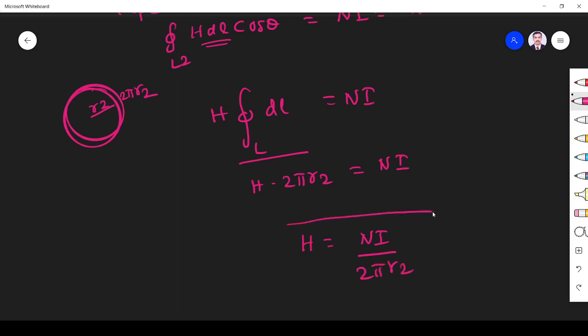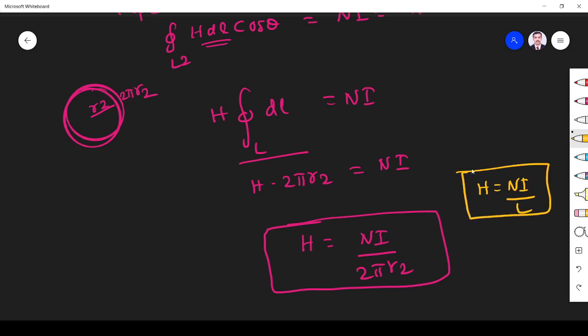As we expected, we got the same answer, right? So this is very important. Whereas in a solenoid, H is equal to NI by L. Fine, you understand why we are going for the toroid also, right? I hope you understand the concept clearly. If you have any doubt, please ask me in the comment section. I will clarify all your doubts. Thank you.